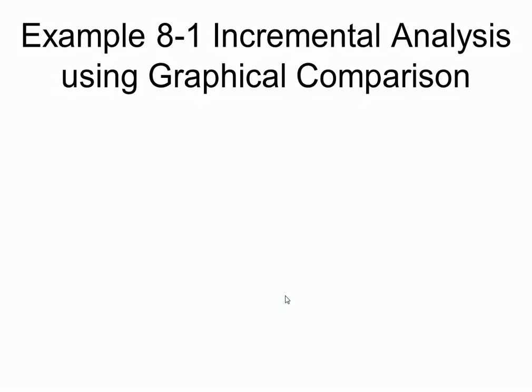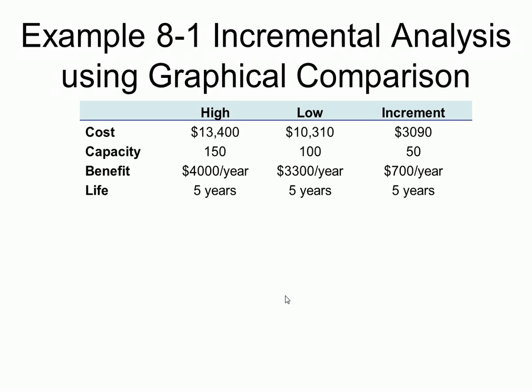We're going to use incremental analysis, and first we're going to use incremental analysis using graphical comparison. So we have two alternatives, the high initial cost alternative and the low initial cost alternative. So that's initial cost here in this row. When we subtract the two, we'll get this increment of $3,090.